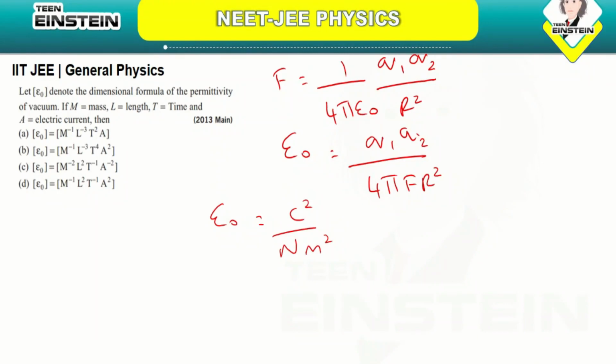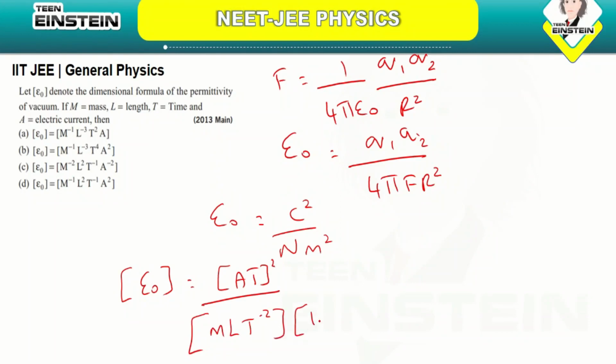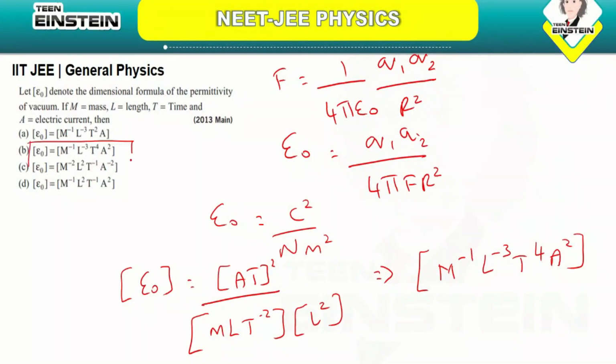Okay. So, now you write down the dimensions. You will be getting the dimension of epsilon naught as C square, which is A T square, divided by M L T power minus 2 into L square. So, when you solve this, you will be getting M power minus 1 L power minus 3 T power 4 A square. Okay. So, the dimensions of epsilon naught is M power minus 1 L power minus 3 T power 4 and A square. So, the correct answer is option number B.